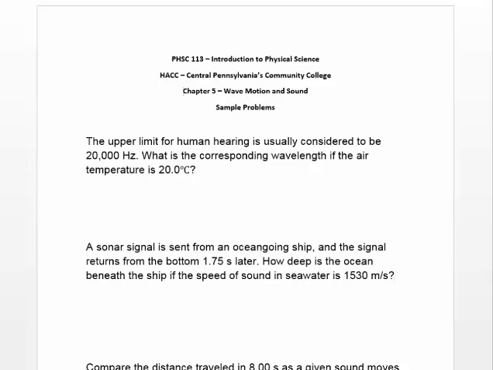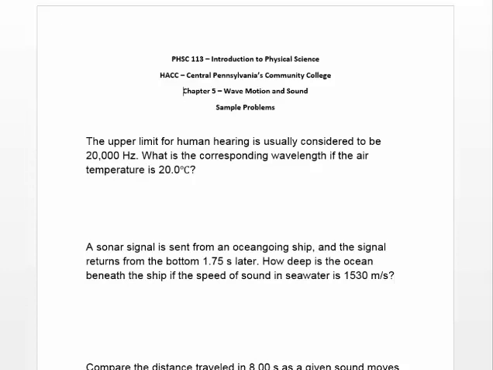In this video we will work through a couple of sample problems from Chapter 5 on wave motion and sound. And again, these will be similar to problems that you will work on the homework and exams that you will have for the class. So let's start off with the first one, which says that the upper limit for human hearing is usually considered to be 20,000 hertz. What is the corresponding wavelength if the air temperature is 20 degrees Celsius?